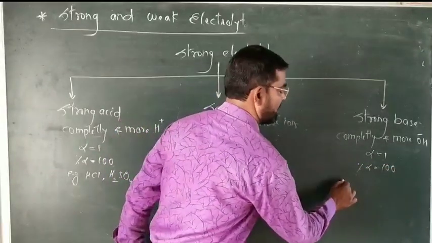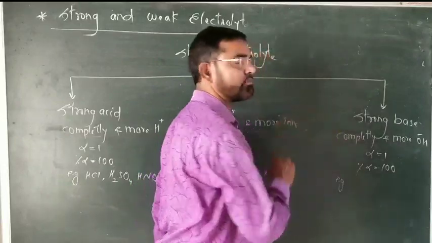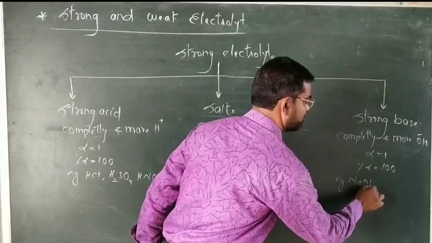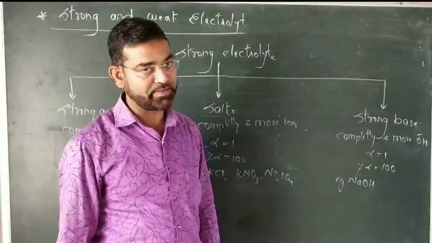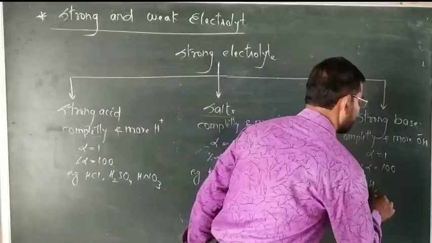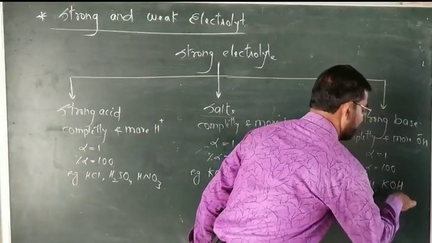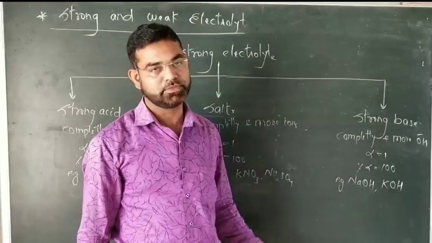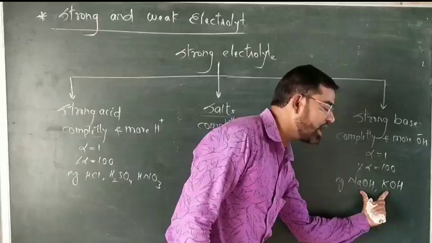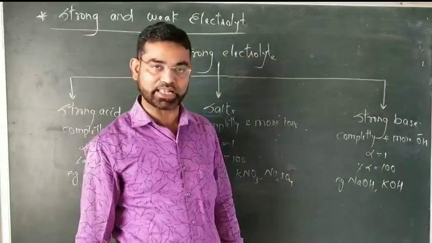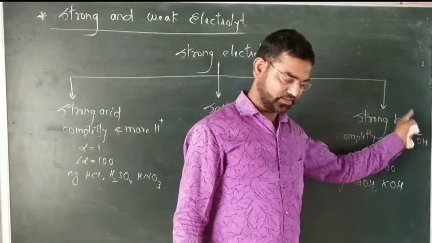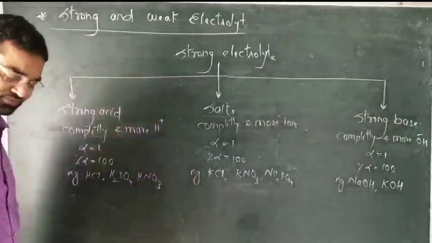The examples for strong base are NaOH, sodium hydroxide, also known as caustic soda. Potassium hydroxide is also known as caustic potash, and both are also known as alkalis. Alkalis are nothing but strong bases. See carefully.